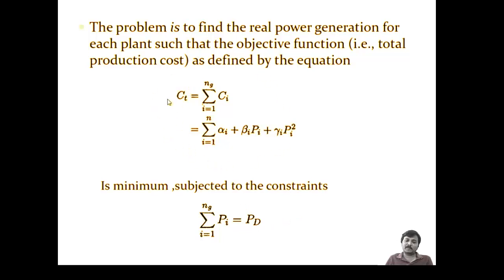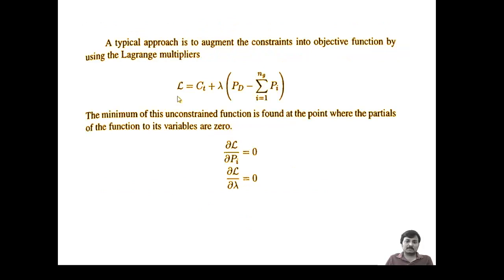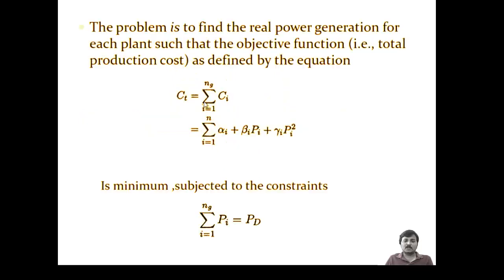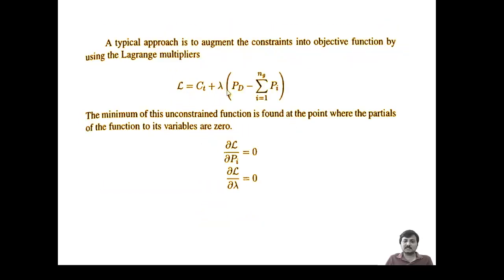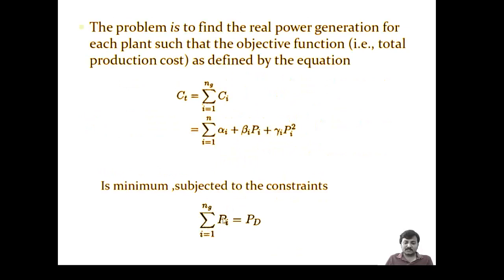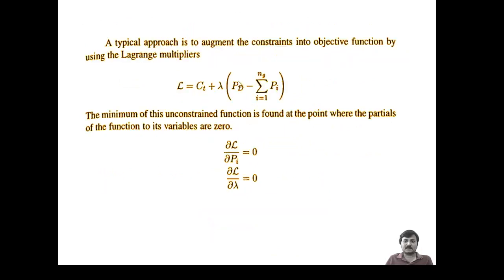This is the cost function. We have to find the minimum value of this with this constraint. How we can solve this is by the Lagrange multiplier method. A typical approach is to augment the constrained objective function using the Lagrange multiplier method. So what is the Lagrange multiplier method? The Lagrange function L equals C total, the main cost function, plus lambda, the Lagrange coefficient, times your constraint, which is PD minus the sum from i equals 1 to n of Pi. You can take it either minus or positive, both are the same.